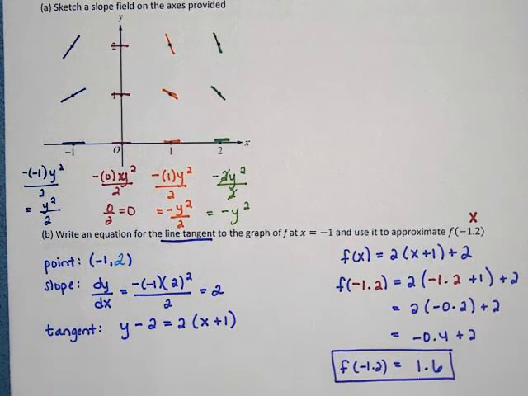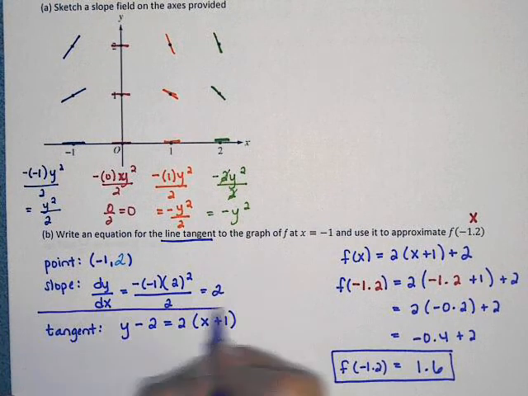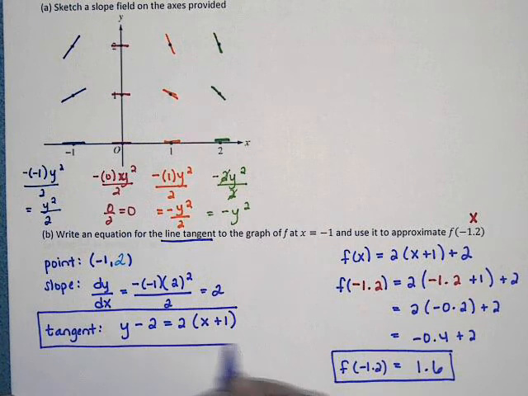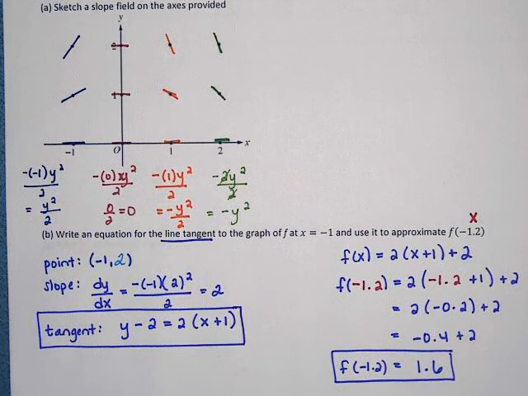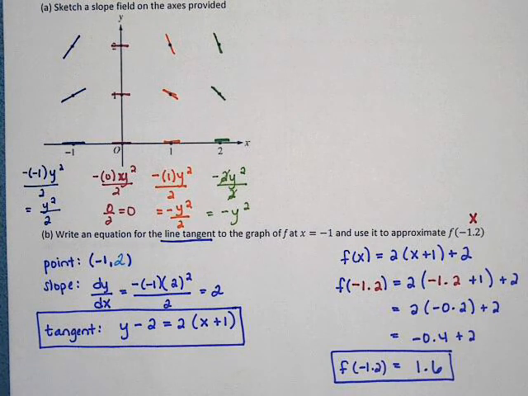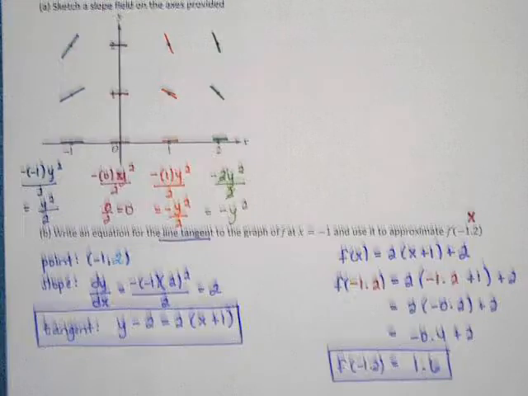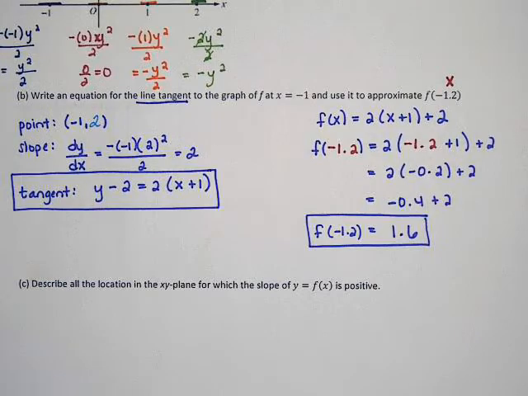Now it's time to make sure we answered all parts of the question. It said, write an equation for the line that is tangent to the graph. That was step 1. So I would put a box around this answer and make sure that is clearly stated, that that is the tangent line. Then use it to approximate. That's the second part. That's why we would have a box around this part of the answer. Last but not least, describe all the locations for which the slope is positive.